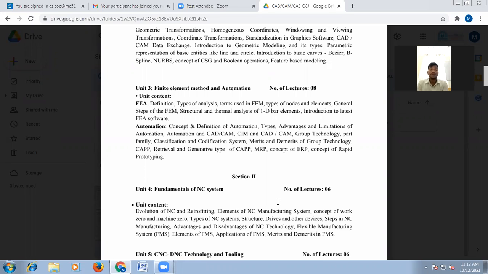Which perspective are they calling it the finite element method and finite element analysis? Anyone? Rakesh? Anyone?